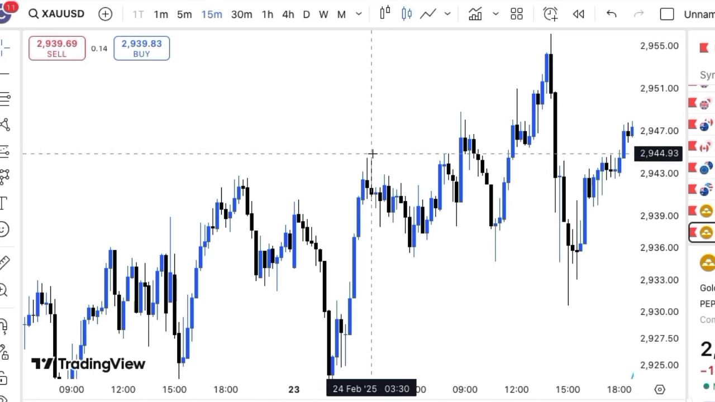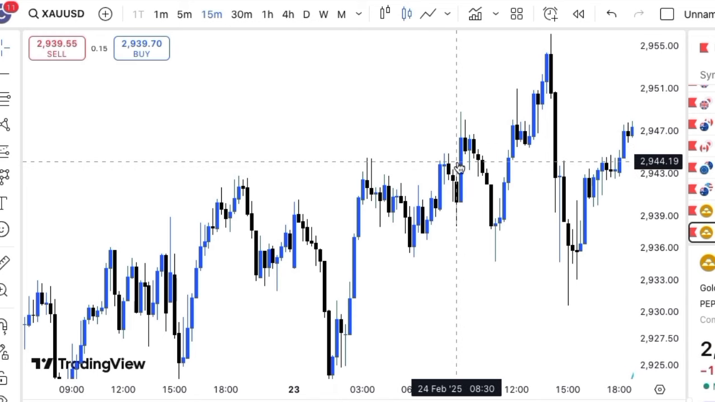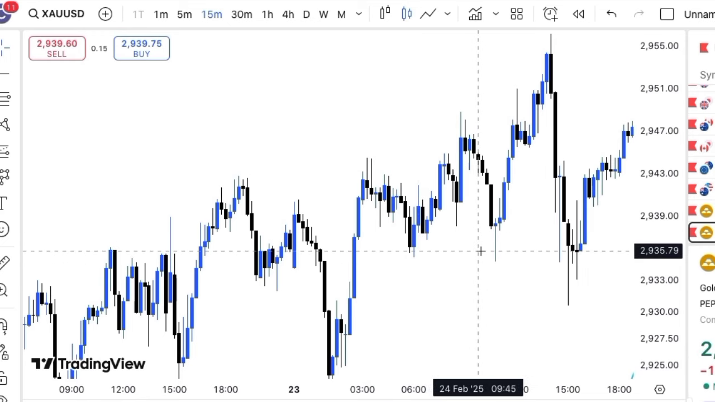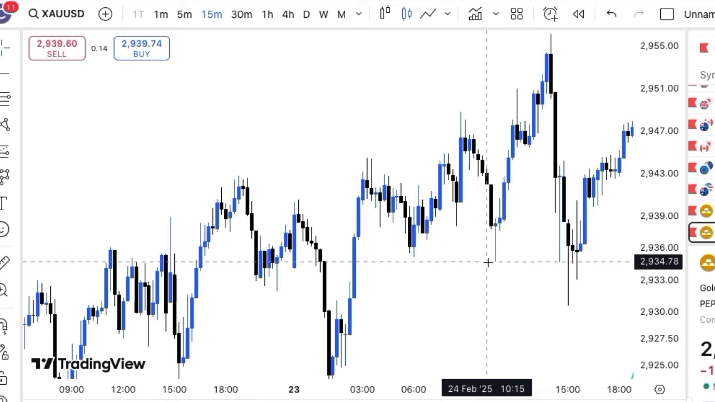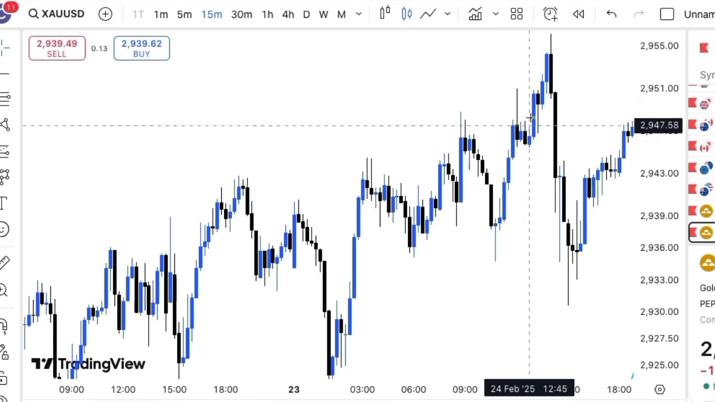Once you break this high, what are you going to do? You wait for retracement. You see that as soon as it broke this high, it retraced back to this very zone. So what are you going to do? This is where you're going to enter another position. Enter second position.